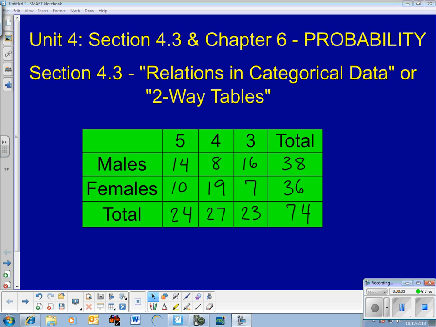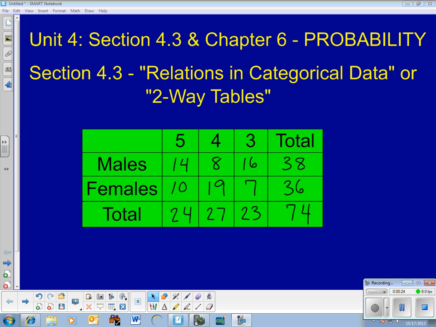Okay, let's start our new unit. This is our fourth unit of the year. It's actually a combination of one section that we skipped over in Chapter 4 and all of Chapter 6, and it's on probability. And this is very exciting for me. Probability is my specific area of math that I love the most, so you'll get to see some wild-eyed grins from me this chapter. It's going to be a good one.